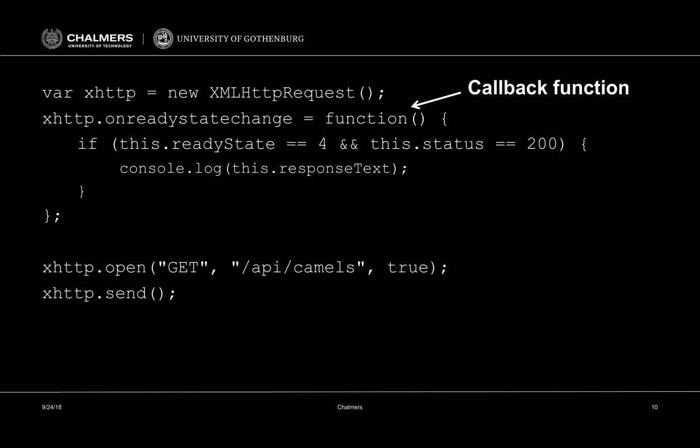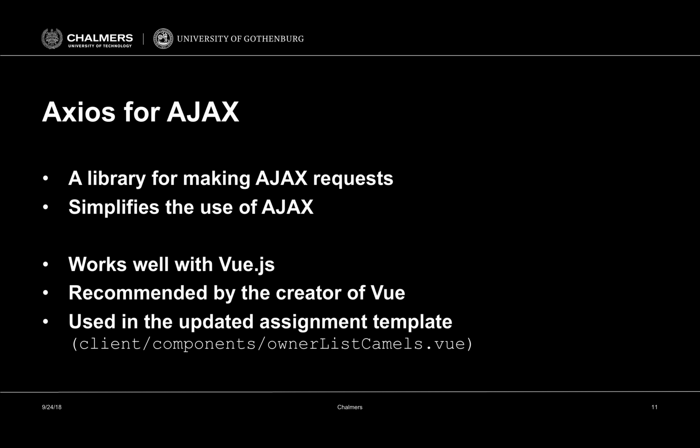So one way to make this simpler is to use something that is called a library, a library to make AJAX requests, and one of them is Axios. There are others, for example, you might have heard of Fetch. But Axios is basically a library for making AJAX requests in a simple way, so it makes the whole process a bit simpler. And for this course specifically, it also works very well with Vue.js and is actually recommended by the creator of Vue. So this is an easy way of doing AJAX requests, and if you look at the updated template for assignment 2, you will also see that we use it there in the example.